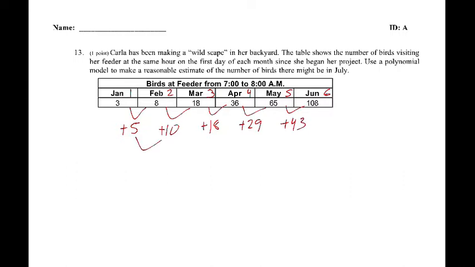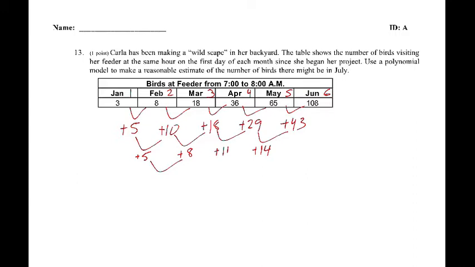Moving on. Going from 5 to 10, we added 5. Going from 10 to 18, we're adding 8. Going from 18 to 29, we're adding 11. And going from 29 to 43, we're adding 14. Okay, second row didn't work, so it's not degree 2, not quadratic.